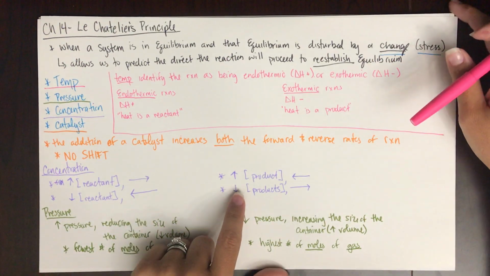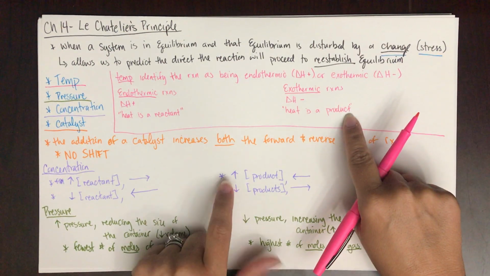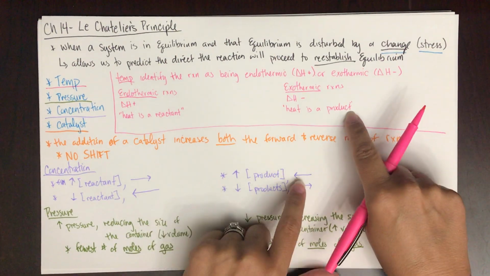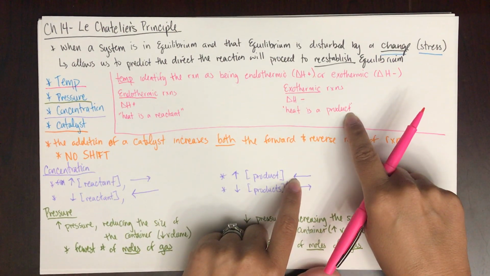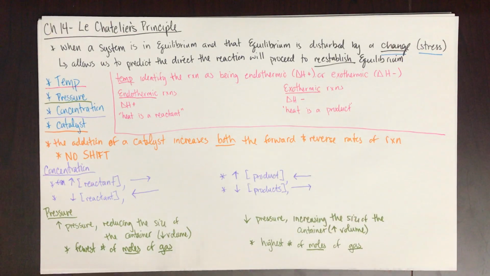The opposite is true for an exothermic reaction where heat is essentially a product. So if you increase the temperature, remember temperature is just a measurement of heat. If you increase the temperature of an exothermic reaction, that would shift the equilibrium to the reactants. And if you decrease the temperature of an exothermic reaction, that would shift the equilibrium towards the products.